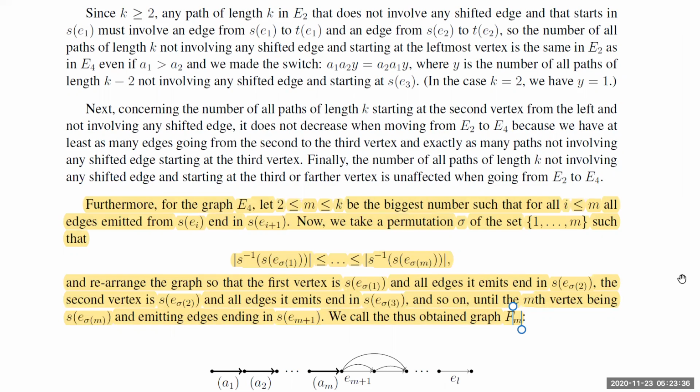So now we take our graph E4 and we choose a natural number m, which is at least 2 and at most k, and we choose it to be the biggest number such that for all i less or equal to m, all edges emitted from S of Ei end in S of Ei plus 1.